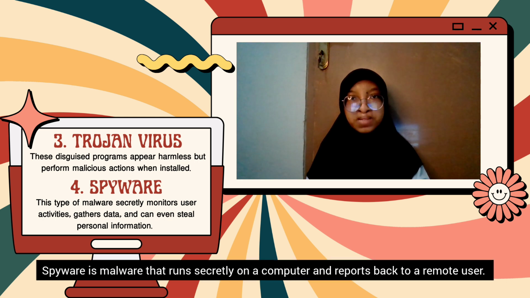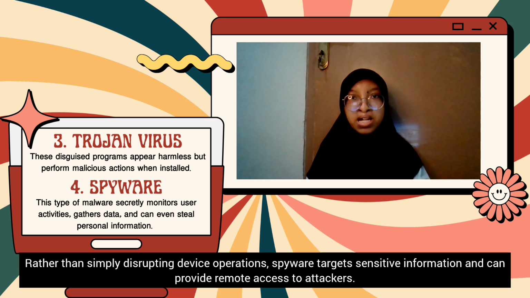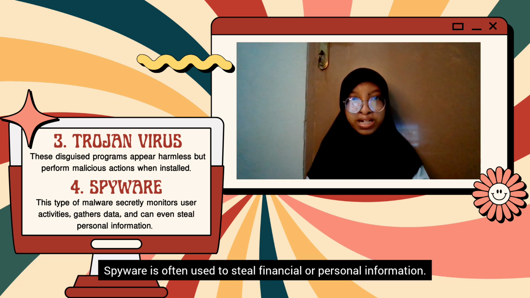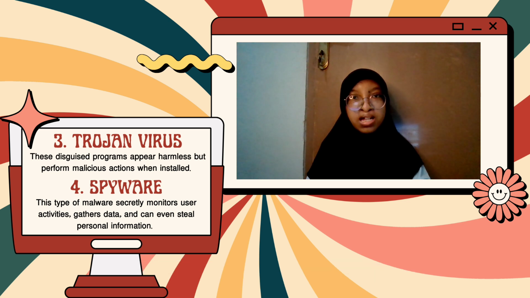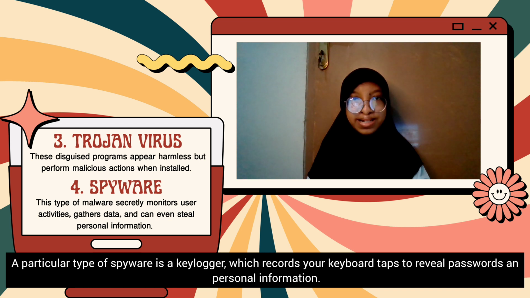4. Spyware. Spyware is malware that runs secretly on a computer and reports back to a remote user. Rather than simply disrupting device operations, spyware targets sensitive information and can provide remote access to attackers. Spyware is often used to steal financial or personal information. A particular type of spyware is a keylogger, which records your keyboard taps to reveal passwords and personal information.